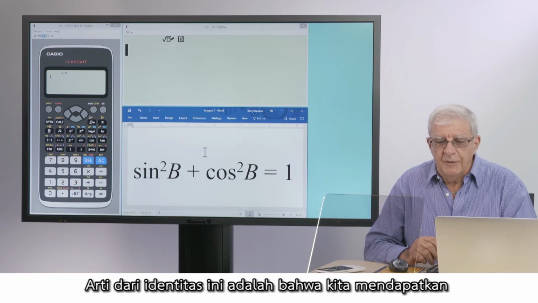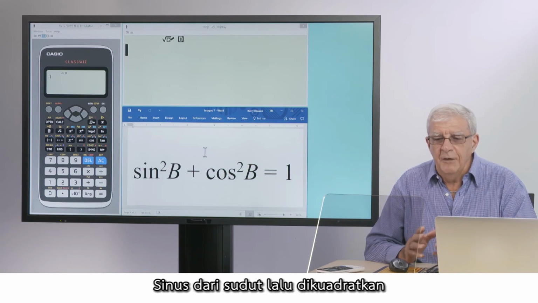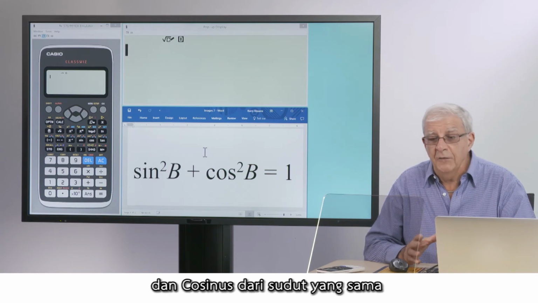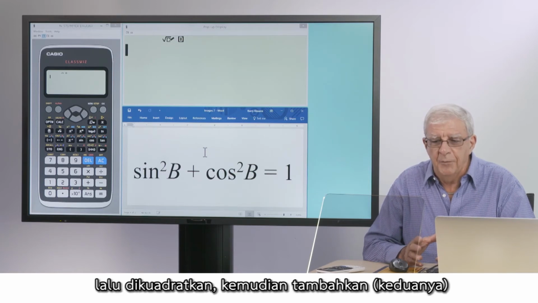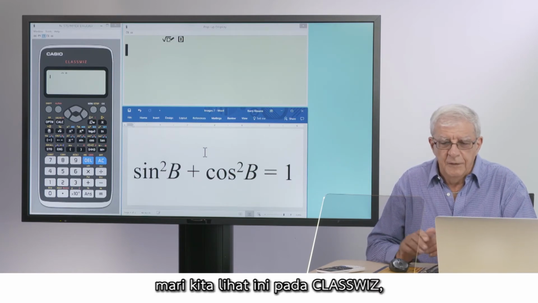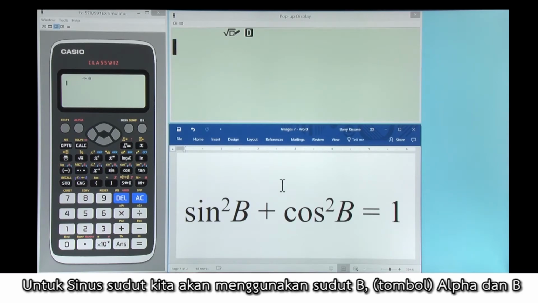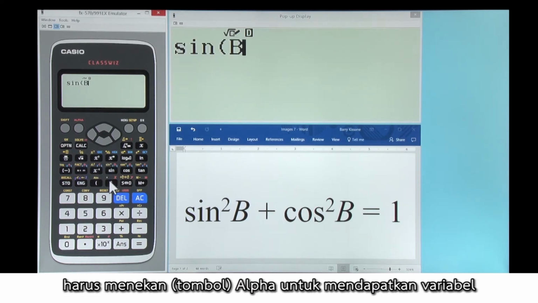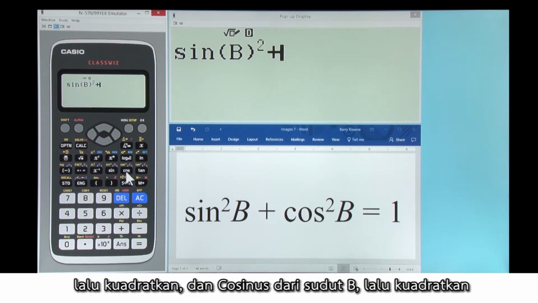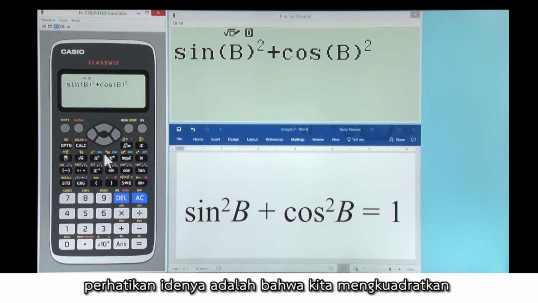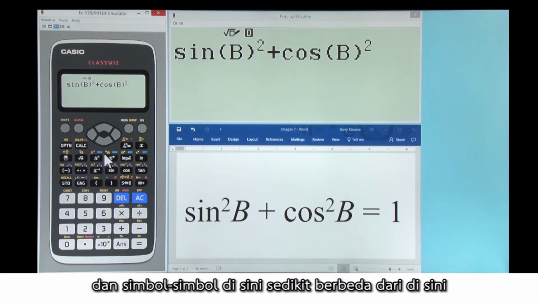The meaning of this identity is that we get the sine of an angle and square it, and get the cosine of the same angle and square it, and add them up. Let's look at this on the ClassWiz. Sine of angle, we'll use angle b. Press alpha to get the variable. Squared, and cosine of angle b squared.